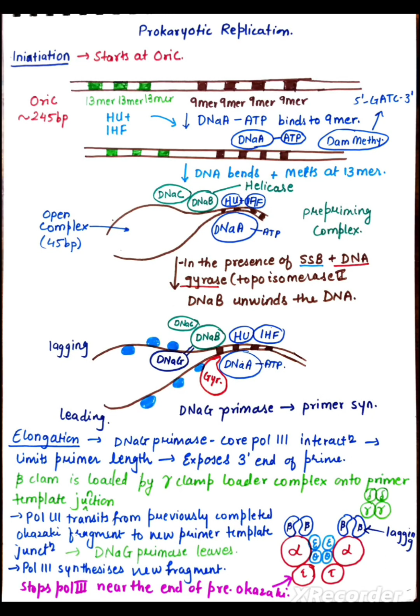In today's lecture video, I'll be talking about prokaryotic replication, that is in E. coli. So in E. coli, replication starts at the origin of replication known as OriC, which is about a 245 base pair long sequence. Now this particular OriC has 9-mer repeats, that is a 9 base pair sequence that is repeating there about 4 to 5 times.